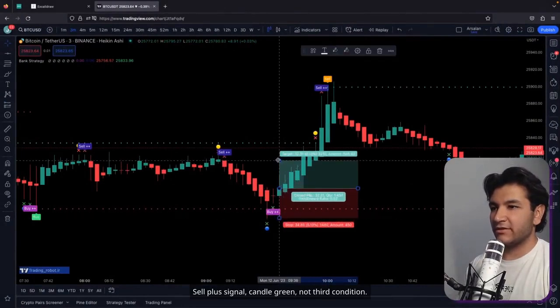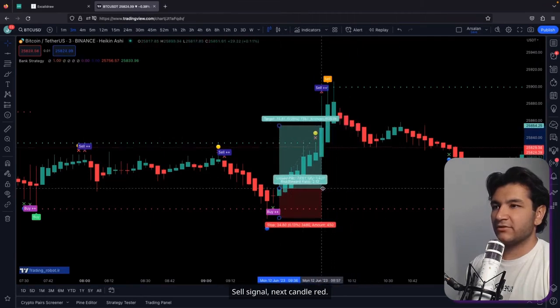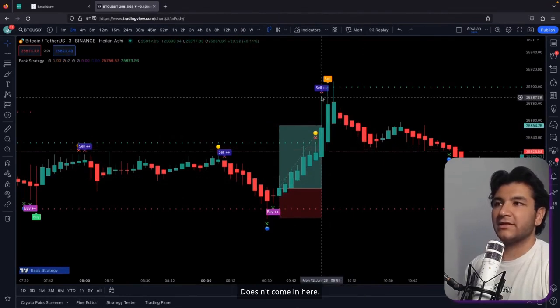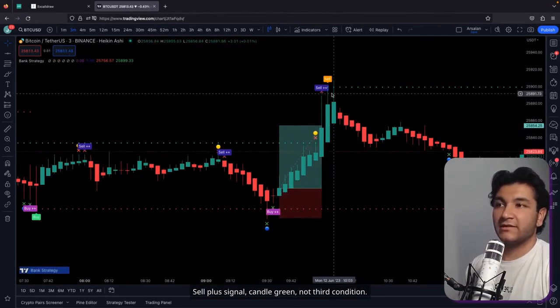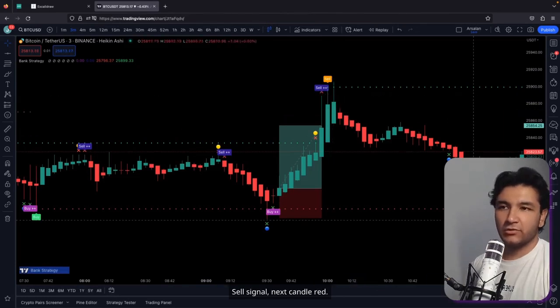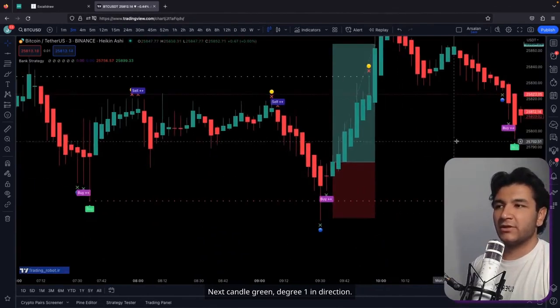Doesn't come in here. Sell plus signal, candle green, not third condition. Market dropped, we have strategy. Sell signal, next candle red. Unsure if alpha candle, but has three conditions. Next candle green, degree 1 in direction.